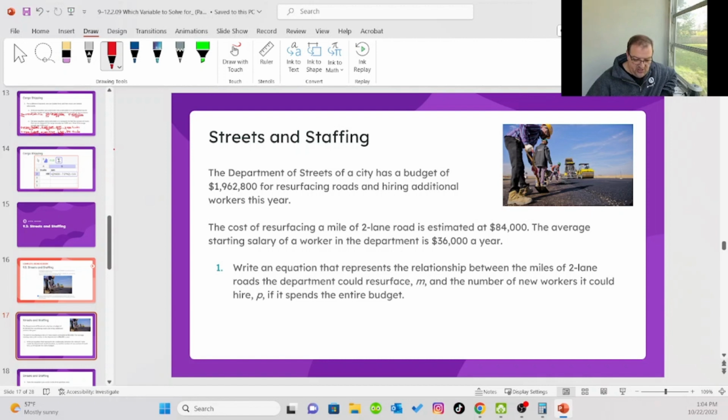So that equation would be $84,000 per mile plus $36,000 per person equals $1,962,800. That equation models this relationship.